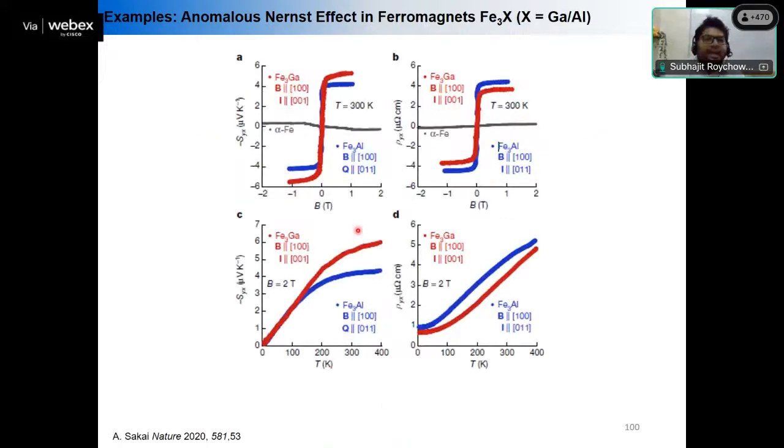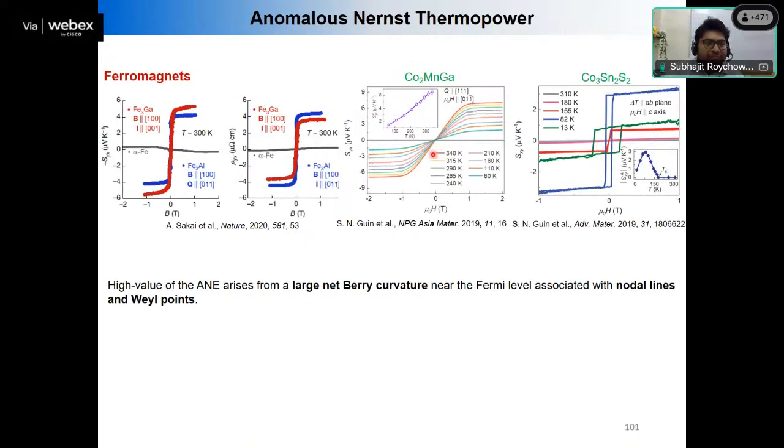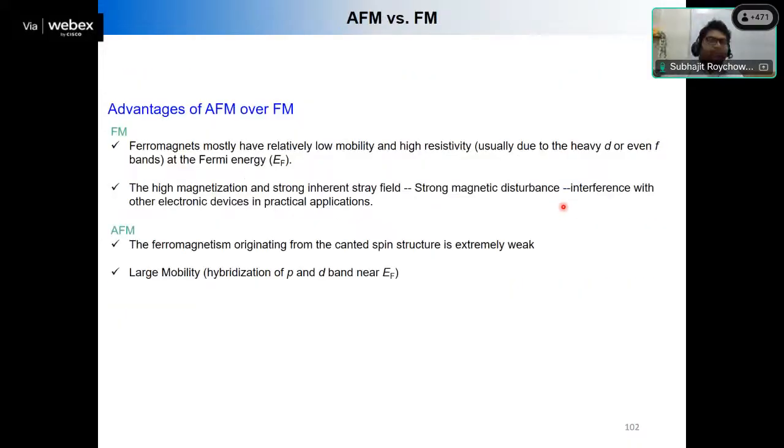Similar to that, there is another report by Nakatsuji's group. They worked on Fe3X, that is gallium or aluminium, and they also realized very large Nernst thermopower at room temperature. So whenever we look at the literature for the anomalous Nernst effect, people mainly work on ferromagnets because it is easy to get magnetization. Now, what about antiferromagnets?